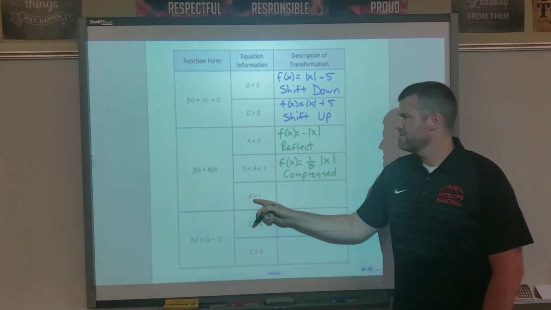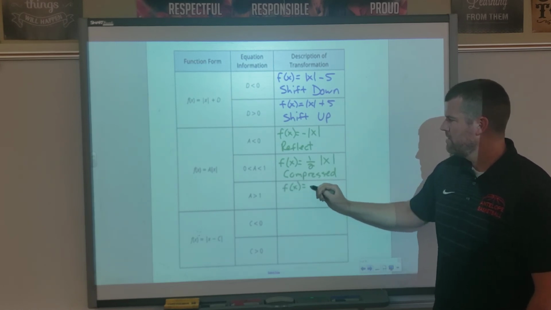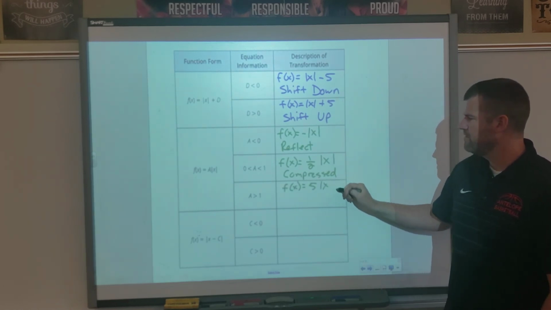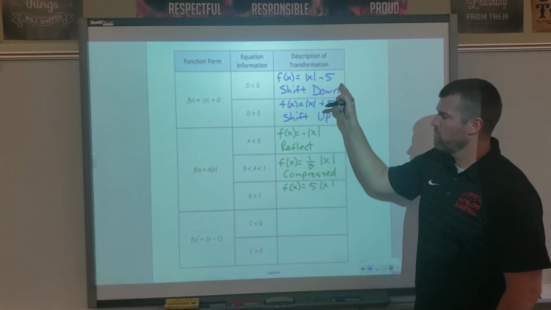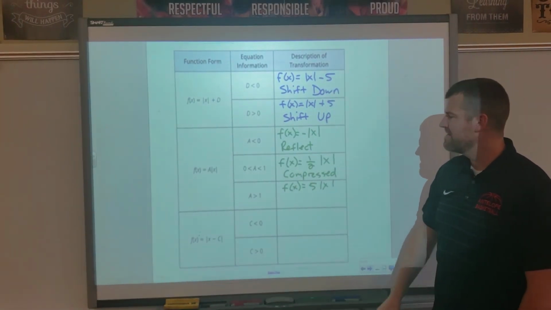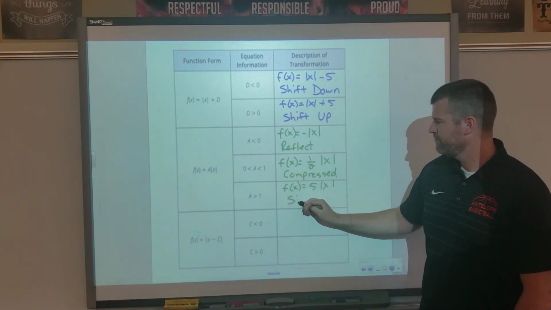But if our a value is bigger than 1, such as if we have 5 times the absolute value of x, instead of going up 1 over 1, we're going to go up 5 over 1, which is going to make it much skinnier, narrower, or stretched.